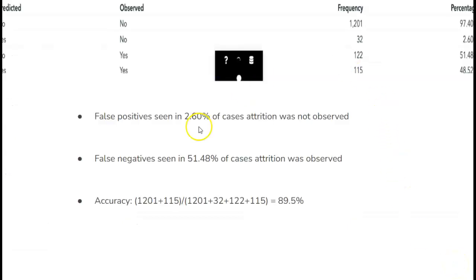So then using these numbers, we can see that false positives were seen in 2.6% of cases, attrition was not observed. False negatives were seen in 51.48% of cases, attrition was observed. So again, the false positive number looking good, but false negatives still a bit too high. And accuracy has risen to 89.5% for this model. So that is promising. And yeah, that is all.